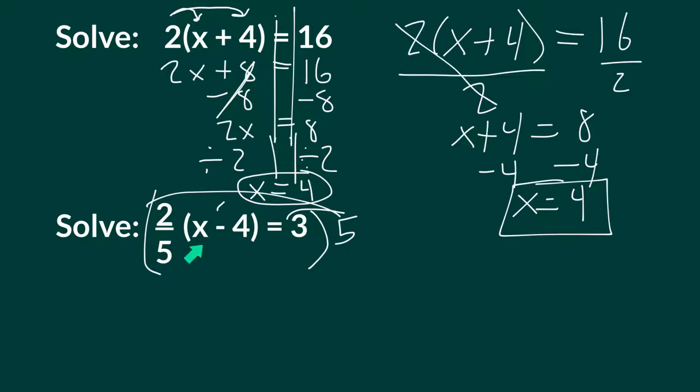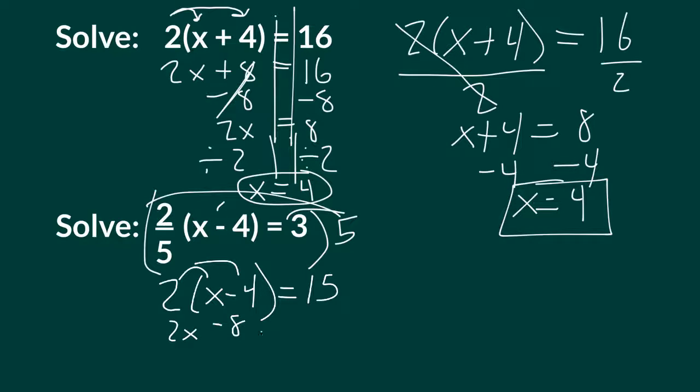This whole thing is really just one term. So I only have to multiply the 5 times the 2/5. 5 times 2/5 gives me 2. Still have the x minus 4 because that does not get multiplied by 5. And I have 15 over here. Distributing for step 2, distribute to get rid of parentheses, I get 2x minus 8 equals 15.